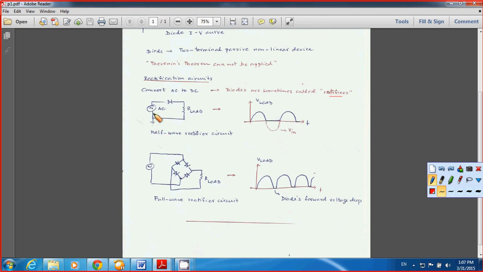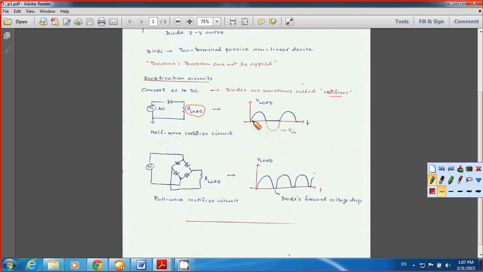Take a look at the first circuit here. You connect the AC input signal in series with the diode, and you have a load at the output. This one we call a half-wave rectifier circuit.